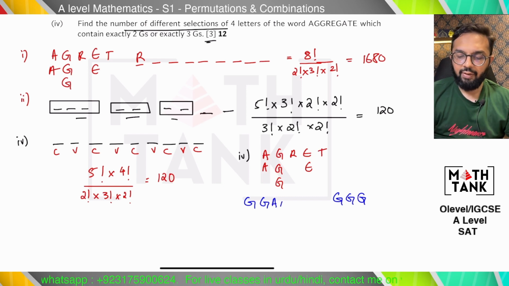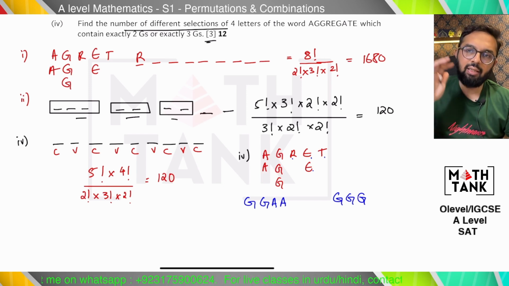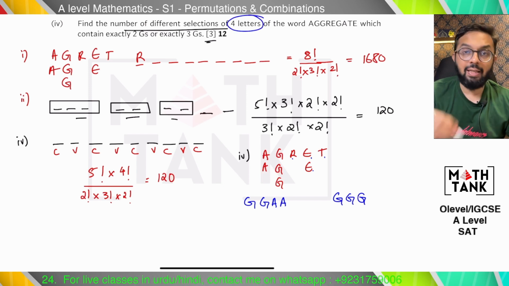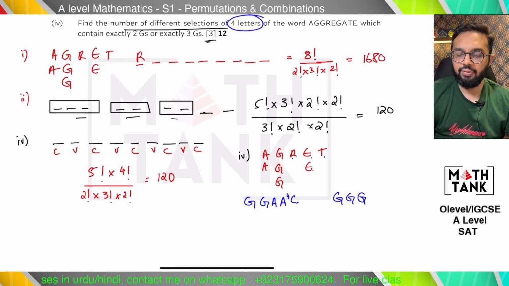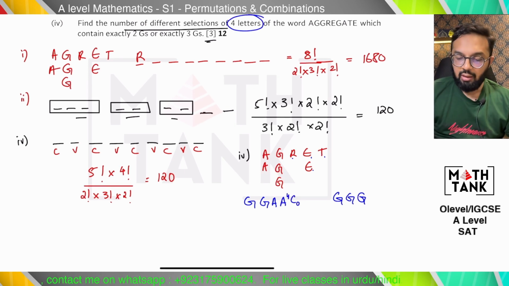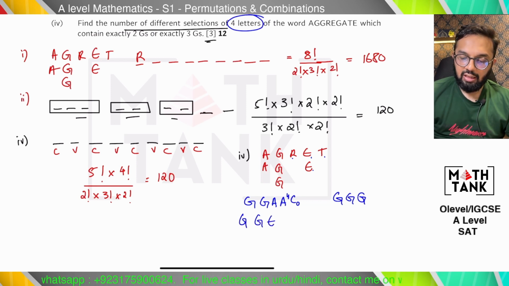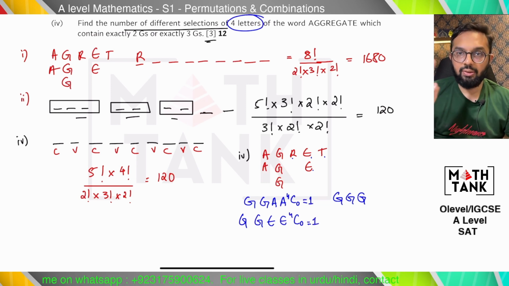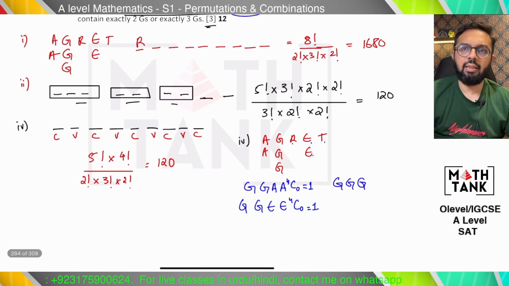Okay, so let's say if I select 2 A's, how many other letters are there? 1, 2, 3, and 4. A's have been selected, G's have been selected. I have 4 other letters, but I don't have space to select anymore, so I'm going to say 4C0. I have G, G, E, E, so again I'm going to say 4C0. So that gives me 1, that also gives me 1. So those are the cases with 2 G's and 2 identical letters.